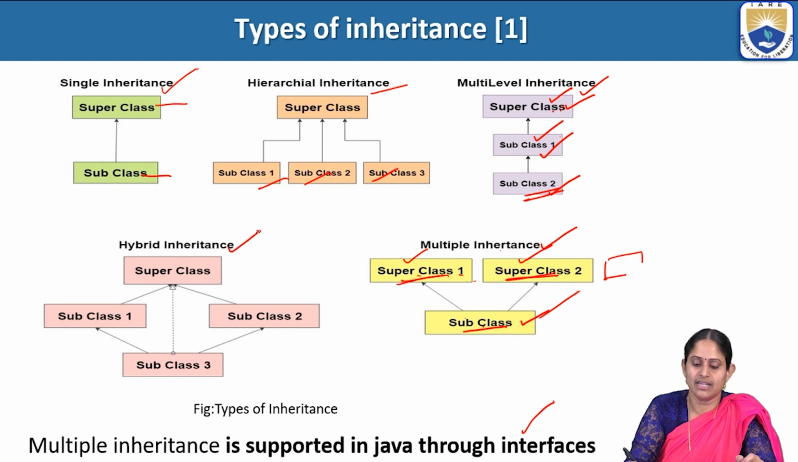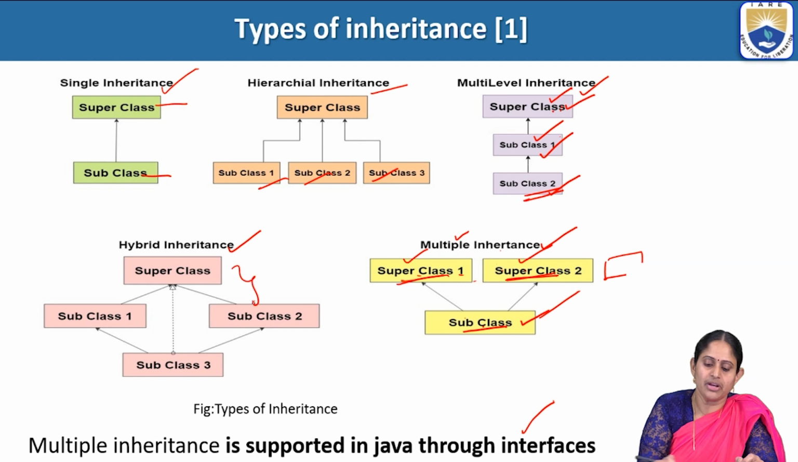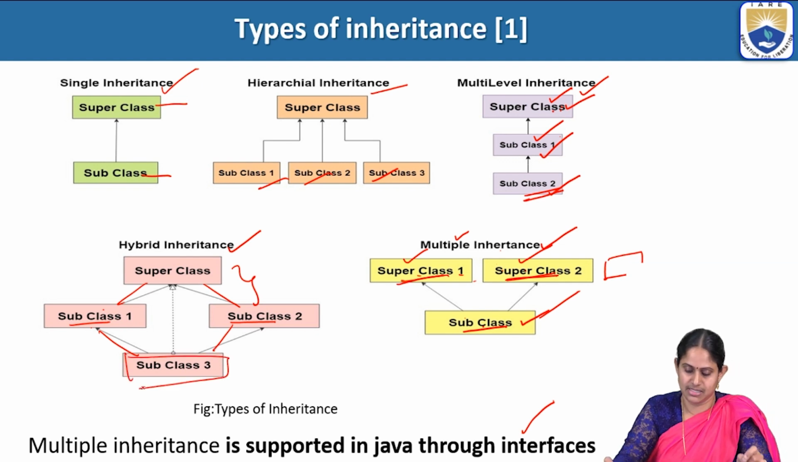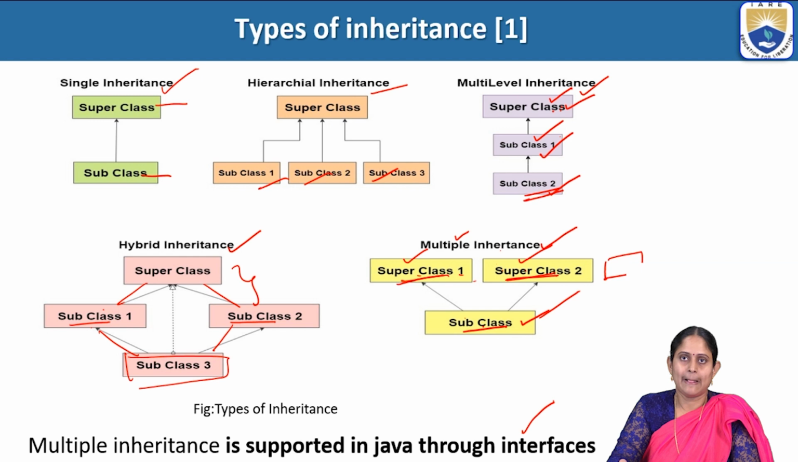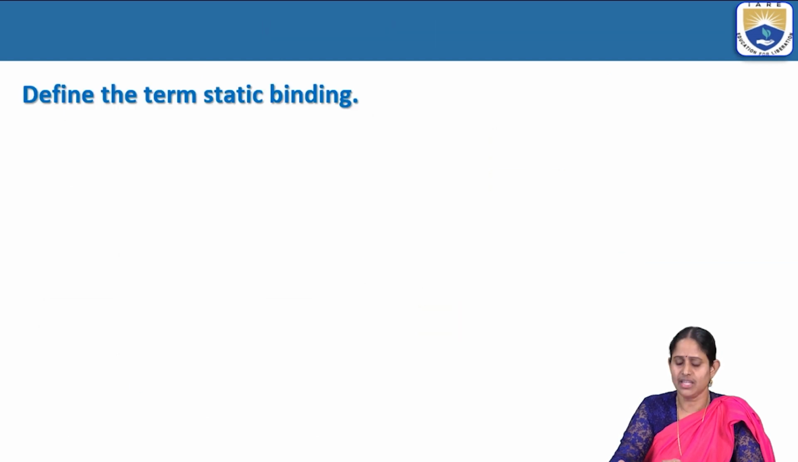Next is hybrid inheritance, which is a combination of multiple and hierarchical. So here at this point we achieve hierarchical. From one superclass it is getting two other subclasses, and so this could be an interface. So here these should be interfaces, and from these two interfaces we are achieving another subclass. So these are the different types of inheritance.